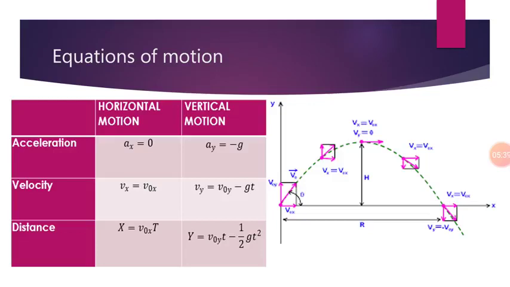The horizontal distance covered by the projectile is x equal to v0x t. We are using this expression because for constant velocity we use the expression s is equal to vt. For the vertical motion we are using the second equation of motion. In the second equation of motion, s is replaced by y, Vi is replaced by v0y, and acceleration is replaced by minus g.